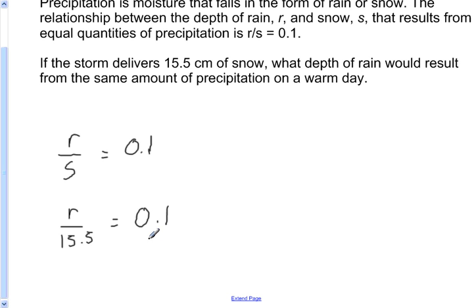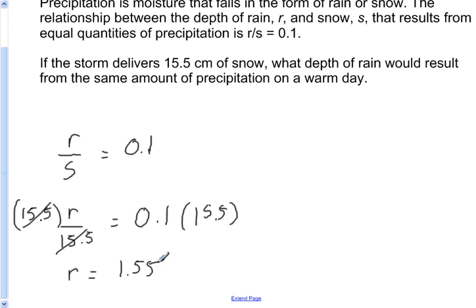Now it looks like an equation we've solved earlier. We want to get R all by itself, so we need to multiply both sides by 15.5. And 15.5 on this side is going to cancel out with the one on the bottom, and we're going to get an R value equal to 15.5 times 0.1, which is 1.55. Now, with a word problem, we always want to write the answer out as a sentence because it's given to us as a sentence.